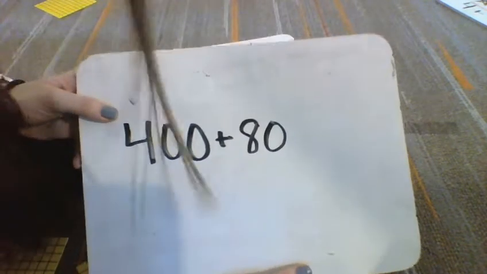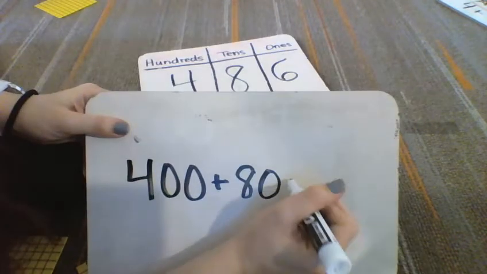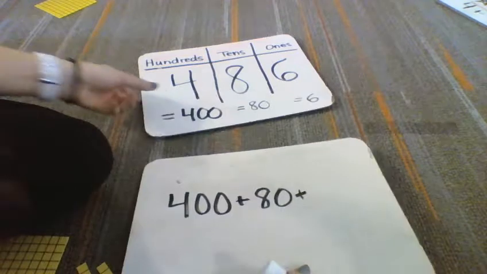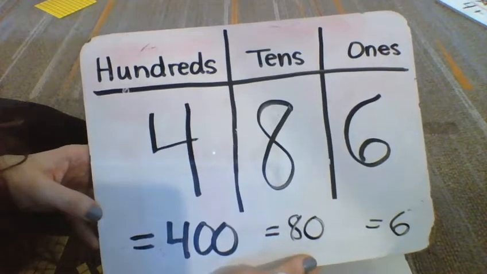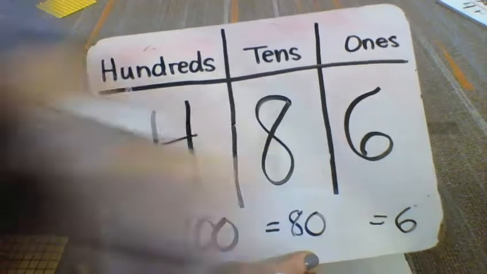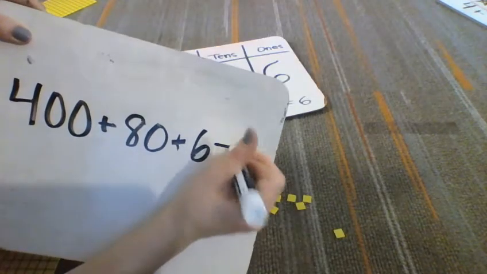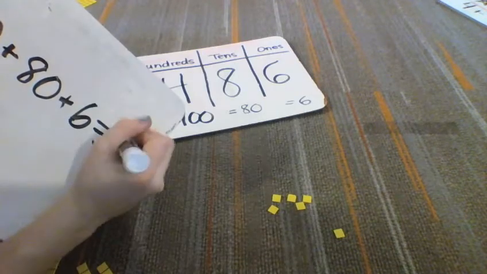remember we still have to keep adding those ones. We can't leave them out. So add another plus sign. And how much does 6 ones equal? What's that value of the digit? 6, that's right. 6. So 400 plus 80 plus 6 equals 486.